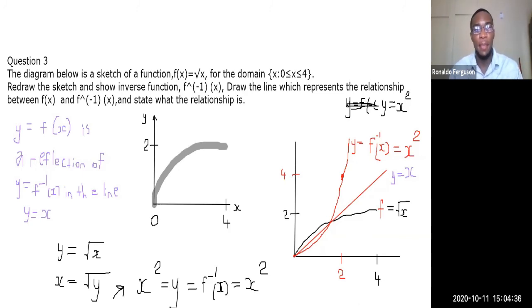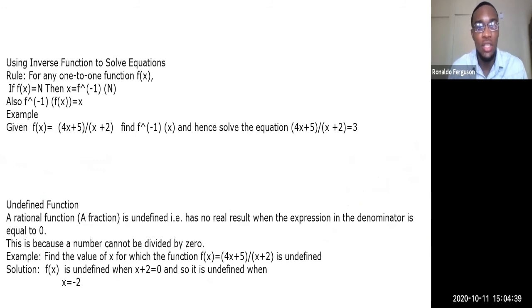That's it. So now we're looking at using inverse functions to solve any question. So now listen, what this rule says: if f of x is equal to n, then x is equal to f inverse of n. And also f inverse of f of x is equal to x, and we can use that to solve questions. So for example, given f of x is equal to 4x plus 5 over x plus 2, find f inverse of x and then hence solve 4x plus 5 over x plus 2 equal 3.